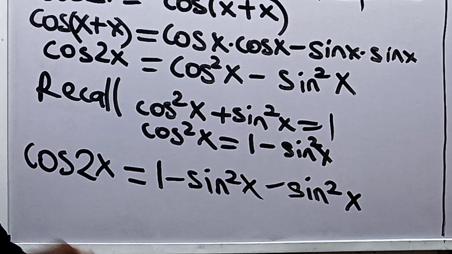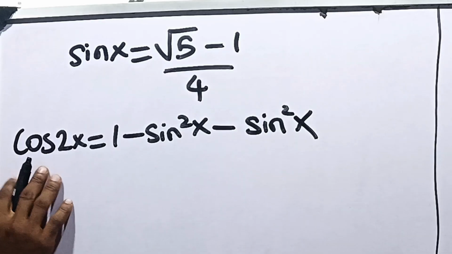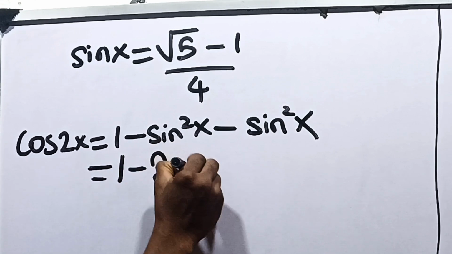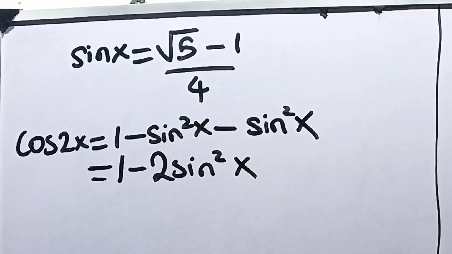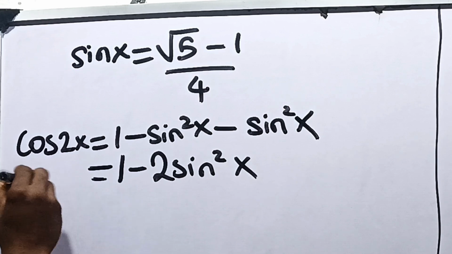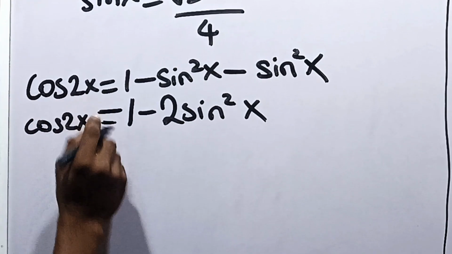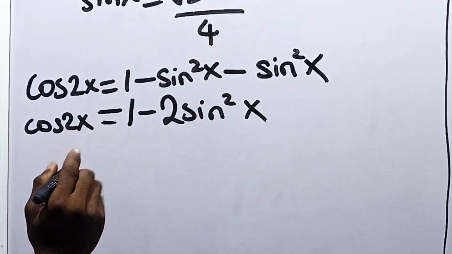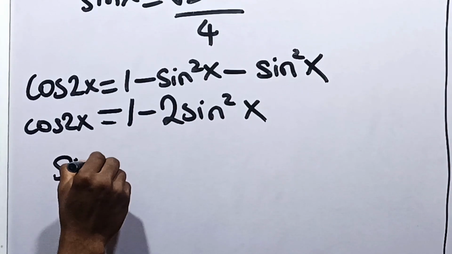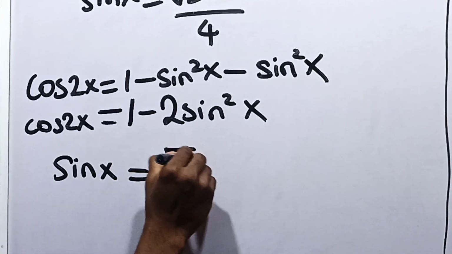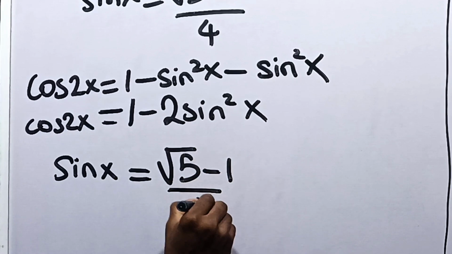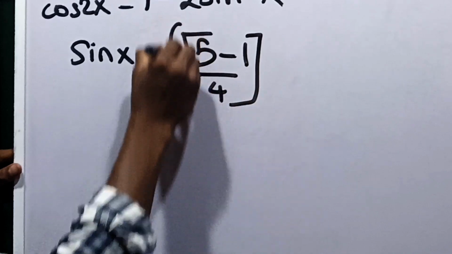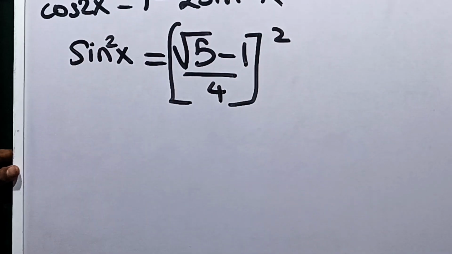Okay? Now moving on from here, we can say that this becomes equal to 1 minus 2 sine squared x. Okay? Now, recall that this is cos 2x, and that's what we're required to find in this equation. Now we say, what's our sine squared x? Our sine x is root 5 minus 1 over 4. So we say sine x, from the equation, is equal to root 5 minus 1 all over 4. Hence, from here, sine squared x will be equal to what? This, squared, is now our sine squared x, okay?